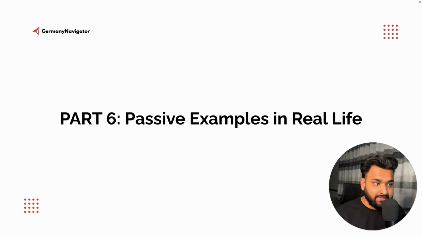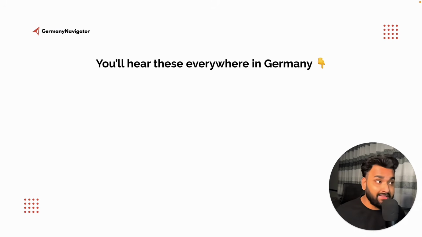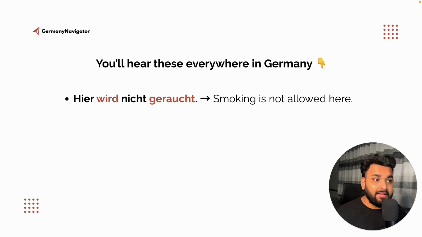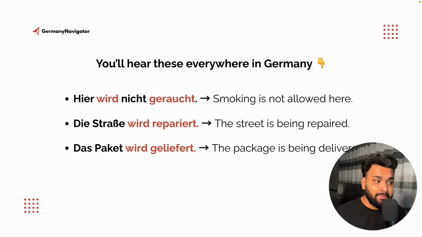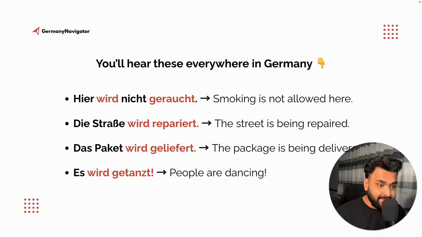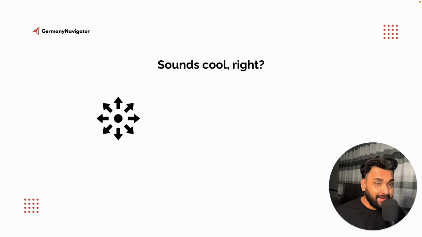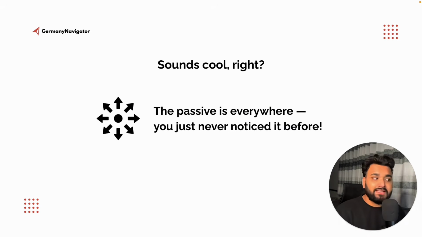Now let's continue with part 6 of this video, which is passive examples in real life. Now let's make this real. You will hear this everywhere in Germany. Hier wird nicht geraucht. That means smoking is not allowed here. Die Straße wird repariert. The street is being repaired. Das Paket wird geliefert. The package is being delivered. Es wird getanzt. People are dancing. Sounds cool, right? The passive is everywhere. You just never noticed it before.